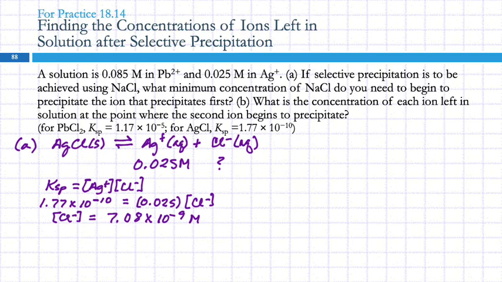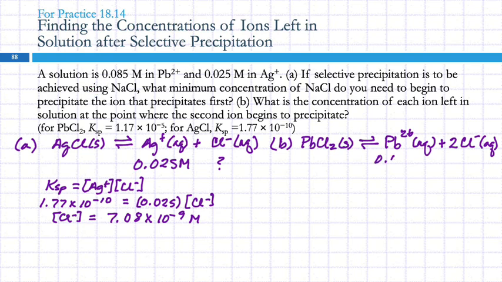The second question is, what's the concentration of each ion left in solution at the point where the second ion begins to precipitate? Well, at what point does the second ion begin to precipitate? We need to do the same problem for the PbCl2. We are given the concentration of lead is 0.085. And so we know that KSP is equal to the lead concentration times the chloride ion concentration squared. Pay attention to those coefficients.